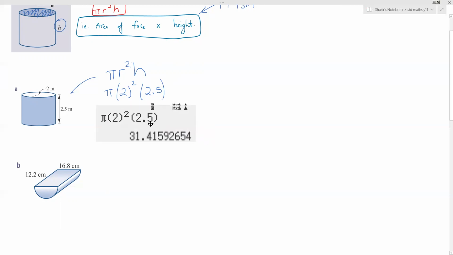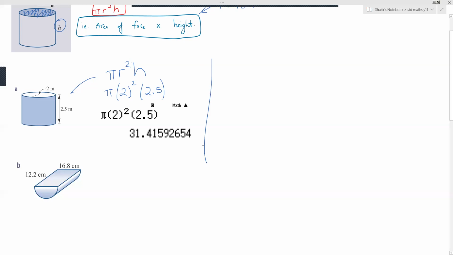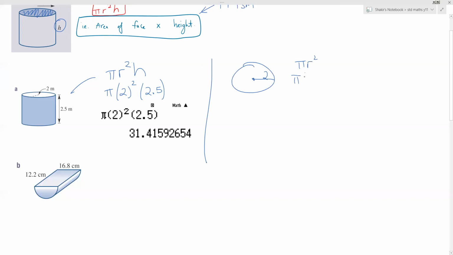Now, if you just want to blindly memorize formulas, it's your choice. But as far as the prisms go, the area of the face times the height is really easy as long as you understand it. You really can't go wrong, and you'll never forget it. So let's try doing that. Area of the face. The face is a circle, and it's got a radius of 2. The area of the face is going to be pi r squared. This is going to be pi times 2 squared, which is 4, so 4 pi. That's the area of the face.